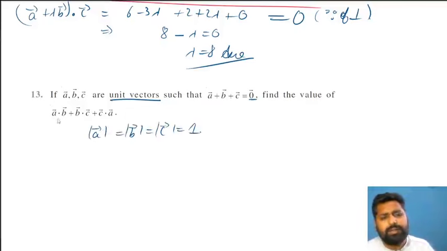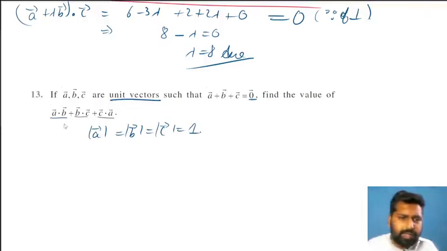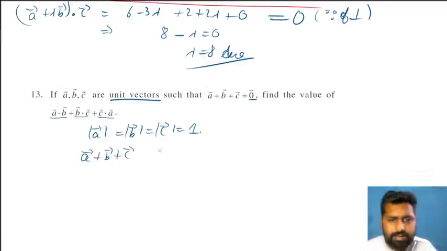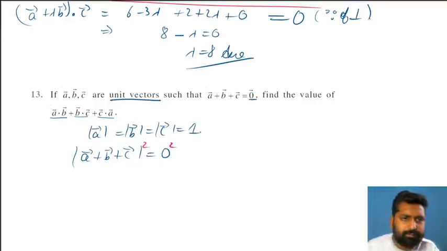Now how can we calculate this? Only if we knew the angle between them, then mod A mod B cos theta could have been applied, mod B mod C cos theta, mod C mod A cos theta. But we don't know the angle between A, B and C vectors. So what are we going to use? We'll apply the magnitude property. A plus B plus C vector is a 0 vector, so the magnitude is 0. I can square it also, square it both sides.